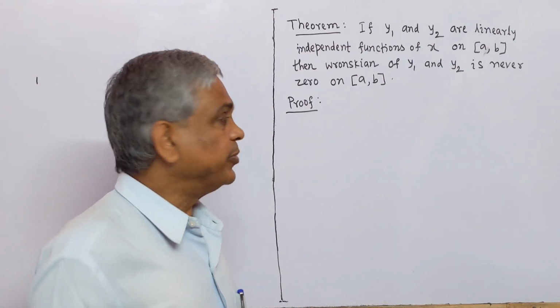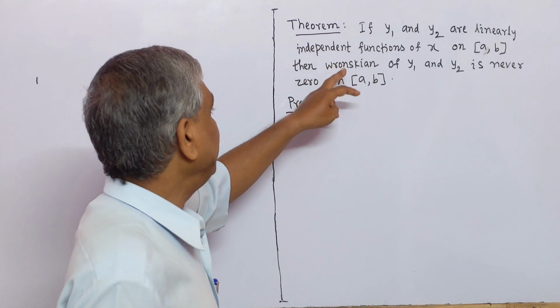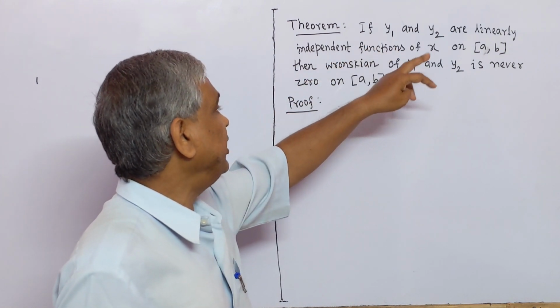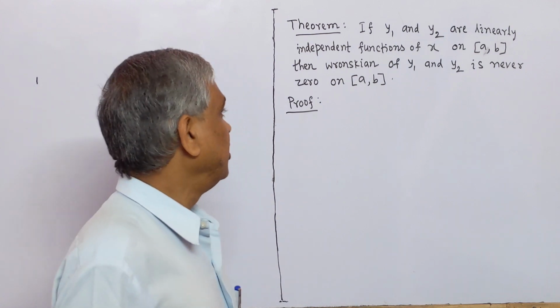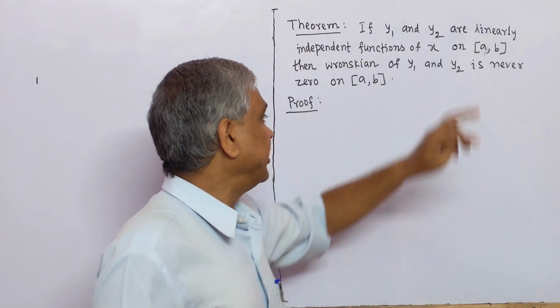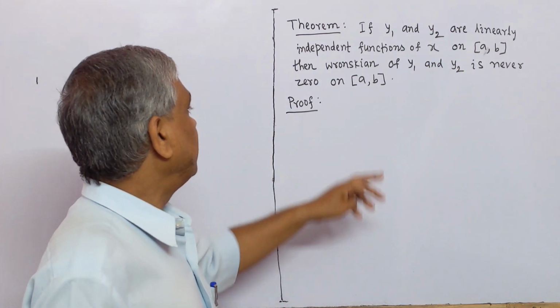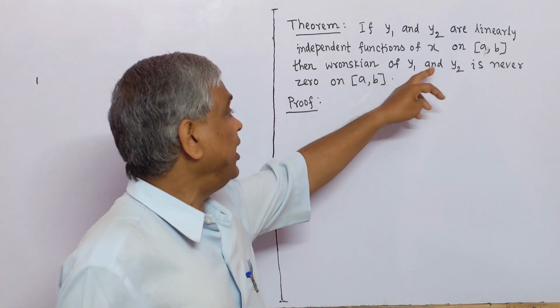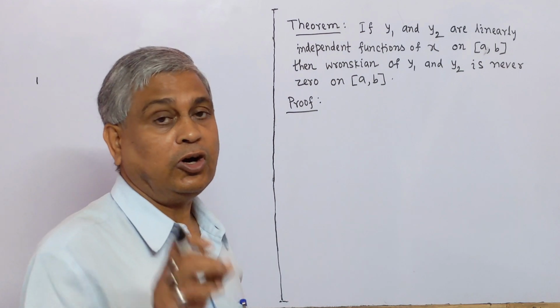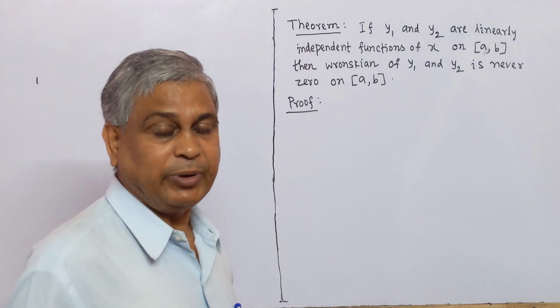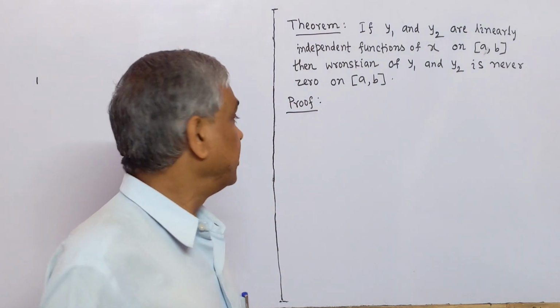Now we prove the next theorem. The theorem is, if y1 and y2 are linearly independent functions of x on the closed interval AB, then the Wronskian of y1 and y2 is never zero on the closed interval AB. Now we shall prove this. Proof.